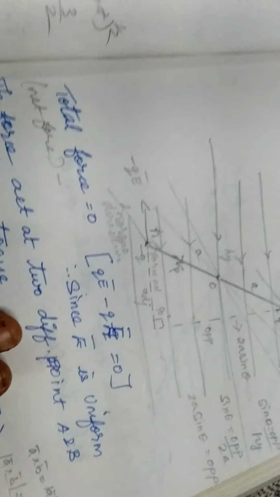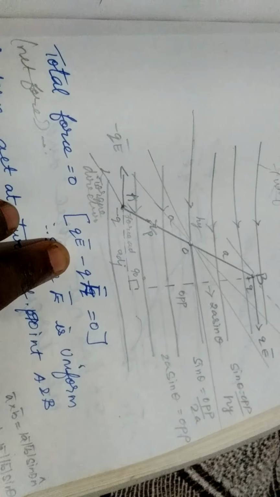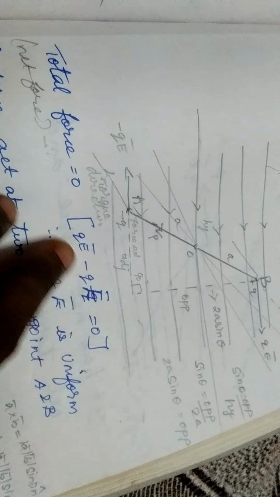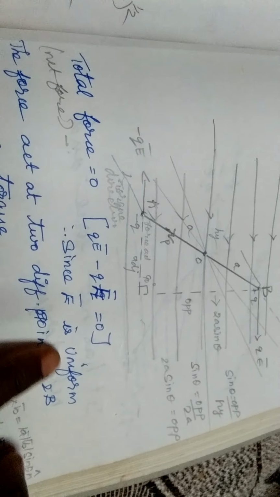Now we have the total electrical force, and the total force is 0. Total force being 0 means we take qE vector minus qE vector, so this is cancelled. So we take this as 0. The net force is 0 only, since the electrical field is uniform.